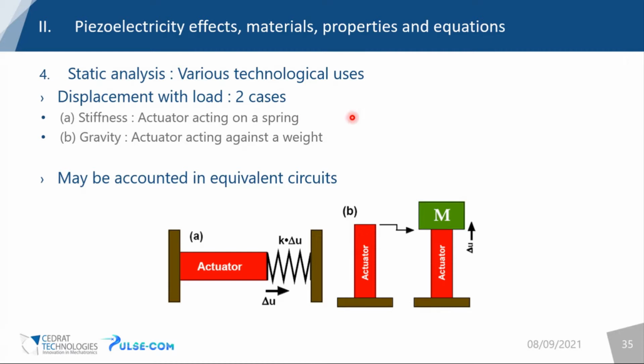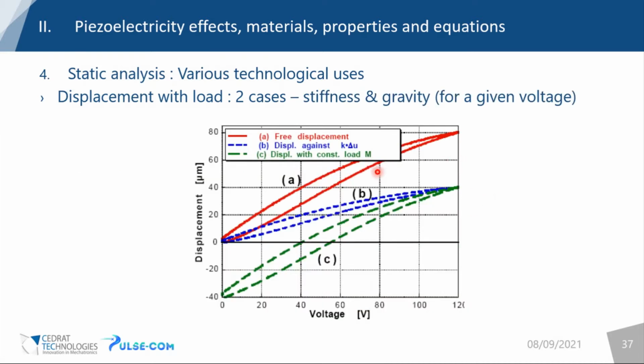I will show you the impact on the hysteretic curve in case you have a stiffness acting against the actuator. Most likely the actuator is acting against a spring when it is trying to move a mass. In such a case, you will have the blue curve. You will have less displacement because you add the stiffness of the spring, which reduces the total stroke that you can reach with your actuator.